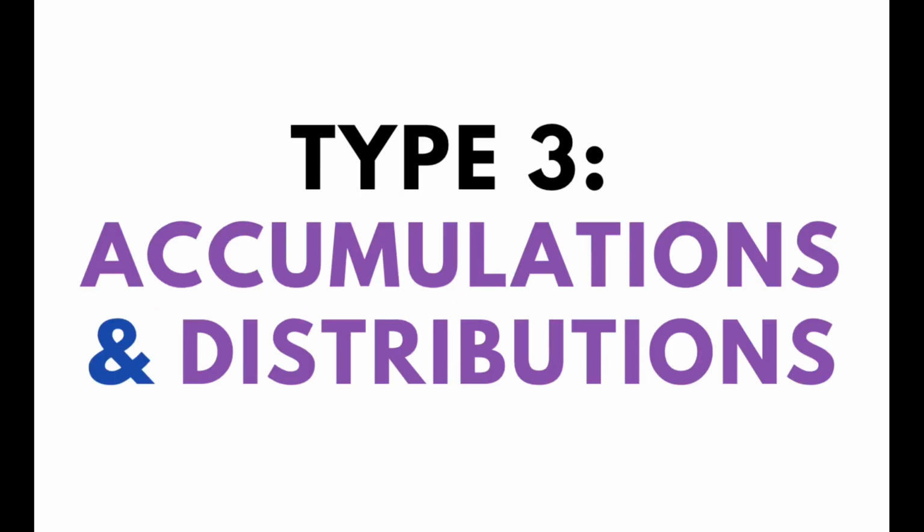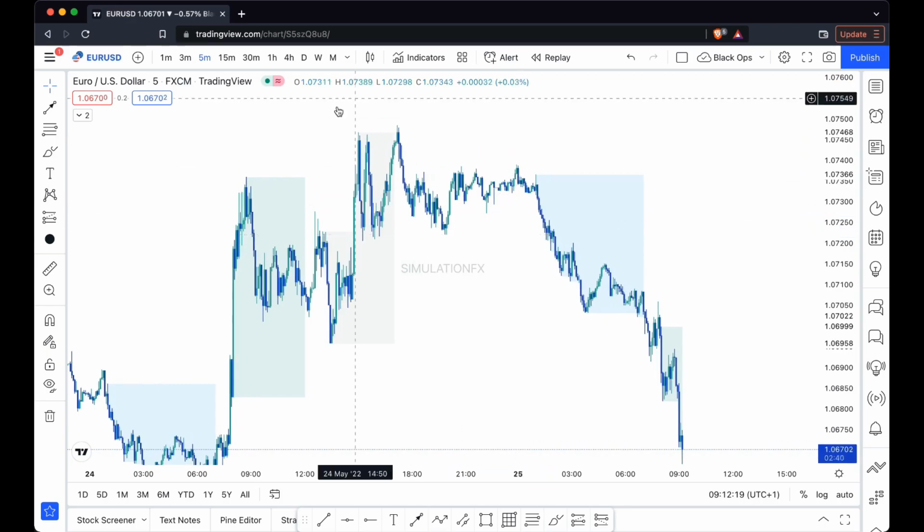And finally, we have accumulations and distributions. So that's when price is generally looking like it's consolidating, when actually it's accumulating or distributing to move higher or lower. And that generally is something like this, where price is essentially just consolidating.